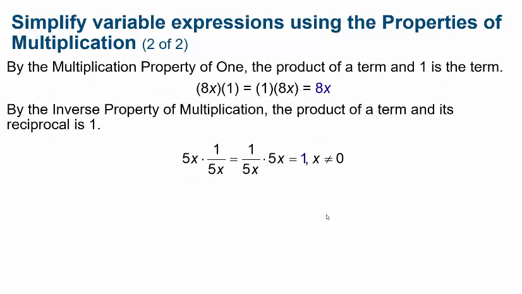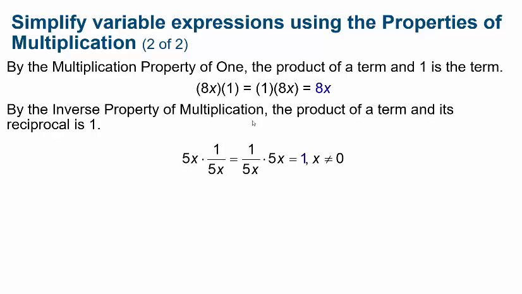By the multiplication property of 1, the product of a term and 1 is the term. So if I have 8x times 1, that's the same as 1 times 8x. Well, 1 times anything is just whatever you have. So that's just 8x.